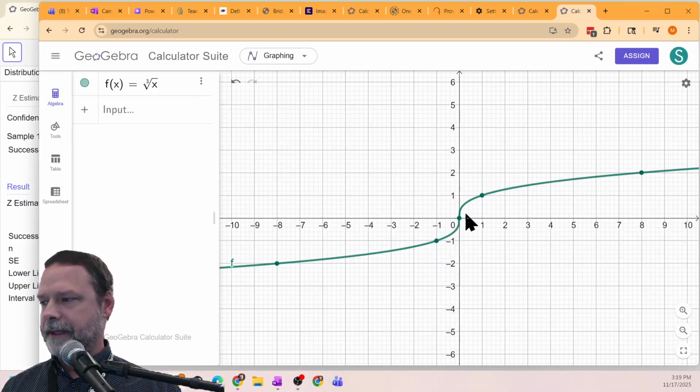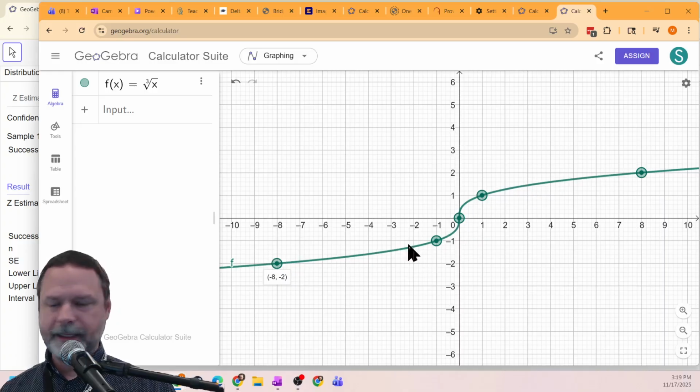Okay, and so again, we have these basic points here. 0, 0. Cube root of 1 is 1. Cube root of 8 is 2. Cube root of -1 is -1. Cube root of -8 is -2. And we get this kind of a sideways cubic. All right? And that's what it looks like. F of x equals cube root of x.